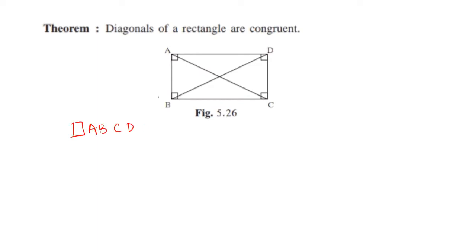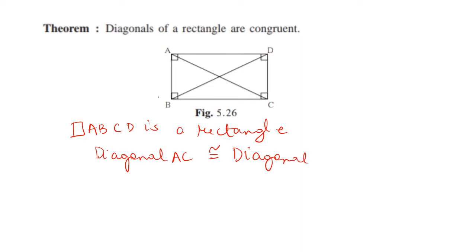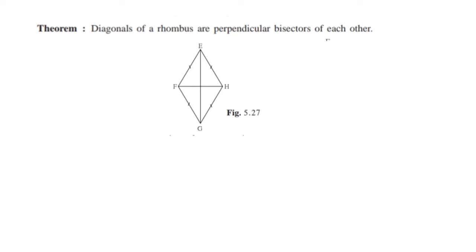ABCD is a rectangle. So we can say that diagonal AC is congruent to diagonal BD. Okay, so we can say that when ABCD is a rectangle, diagonal AC is congruent to diagonal BD. The next theorem says that diagonals of a rhombus are perpendicular bisectors of each other. So when it is a rhombus, that means all its sides are equal in length. That is EF is equal to EH is equal to GF is equal to GH.